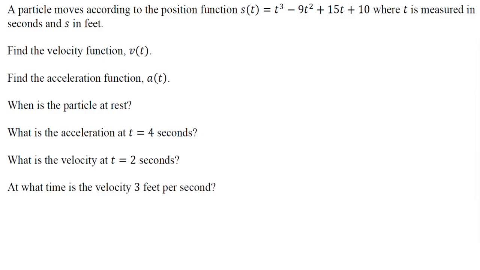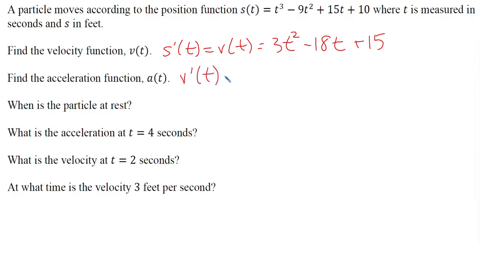This second one here is going to be pretty similar. This time our particle is moving with a different position function, it's cubic, but that doesn't really change the process. To find the velocity function, we'll still just take the derivative of the position function, and that'll be done using the power rule. We'll just get 3t squared minus 18t plus 15. And to find the acceleration function, we'll just take the derivative of the velocity function, which again we'll use the power rule and get 6t minus 18.